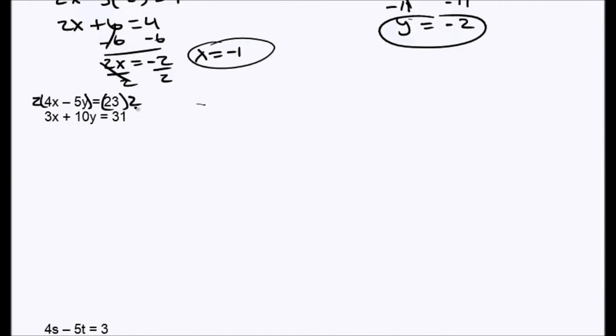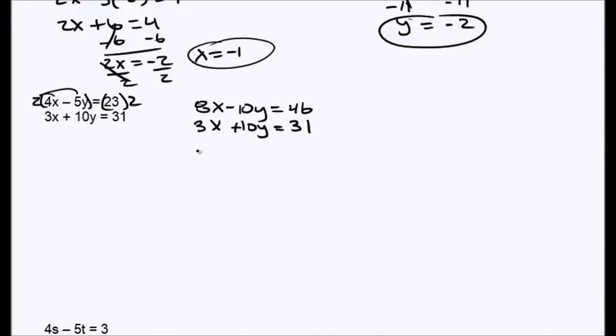by 2. And when we do that, so we distribute here, we get 8x minus 10y is equal to 23 times 2. That's going to be 46. Just double it. Now, rewrite your second equation just below. And it looks like we could just combine them.